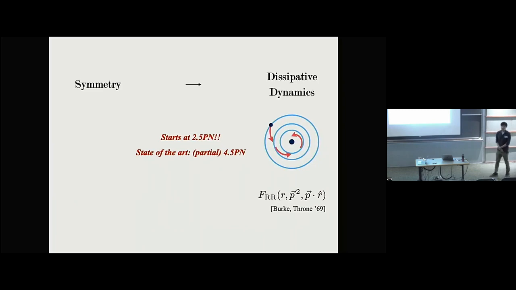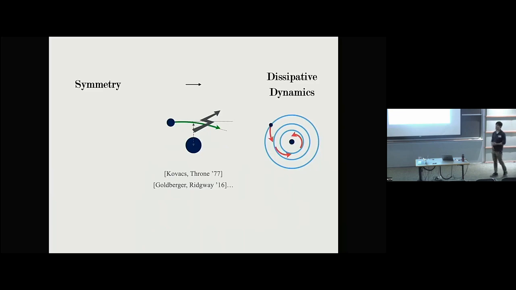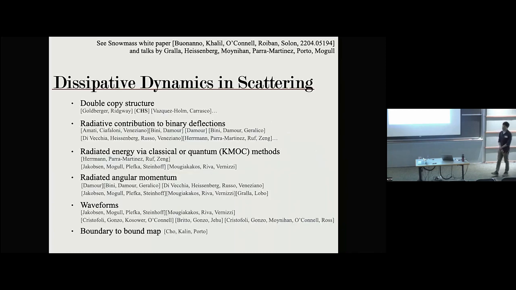So just like the conservative case, people are also thinking about the analogous scattering problem. All the way back to Kovalev and so on, the modern paper was initiated by Goldberger and Rothstein a few years ago. And there has been tremendous progress so far on this dissipative dynamics in scattering. So let me not read through all these achievements.